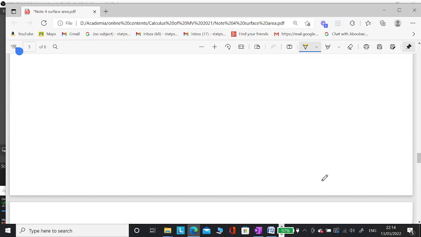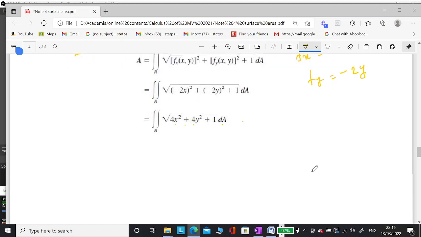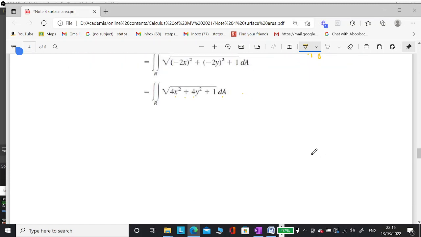Now using the formula, fx is going to be minus 2x and fy is going to be minus 2y. Now we substitute here and get the square root of 4x square plus 4y square plus 1 dA. This can be replaced with polar coordinates, then it is easy. So we get the square root of 4r square plus 1 times r dr d theta.